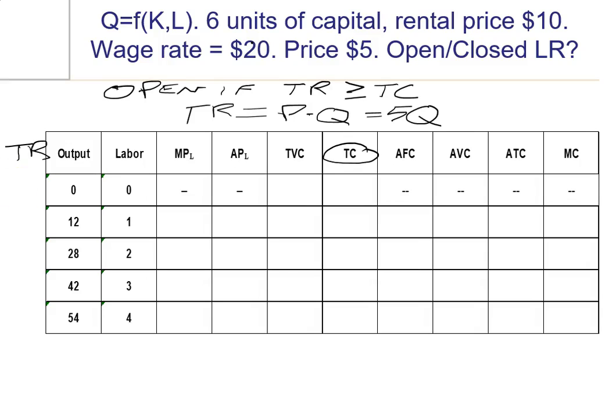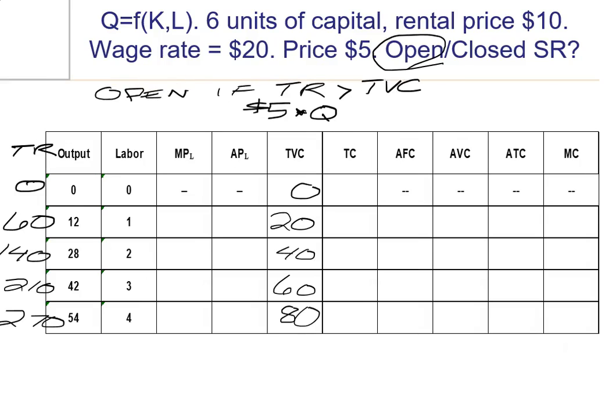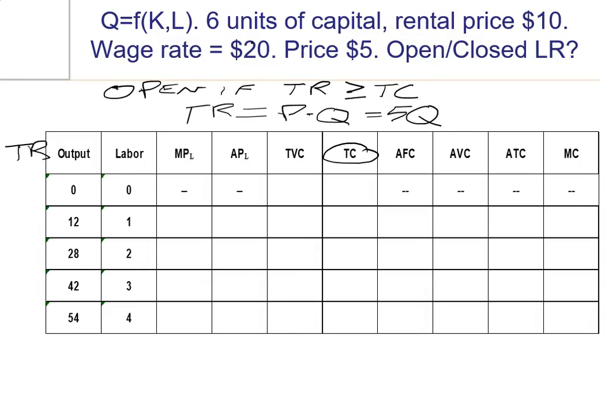In a previous video I went through how you decide in the short run whether you're open or closed, and calculate these numbers for total revenue: 0, 60, 140, 210, and 270. So I'm just going to transpose those here for us: 0, 60, 140, 210, and 270. That's our total revenue. It's simply price, $5, times our output. Now we need to find total cost.